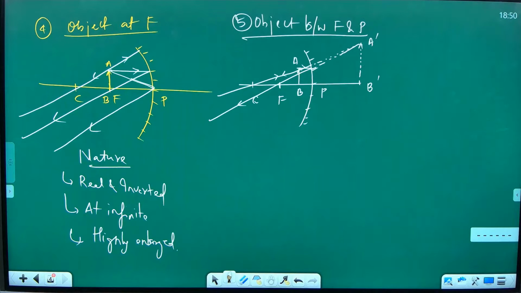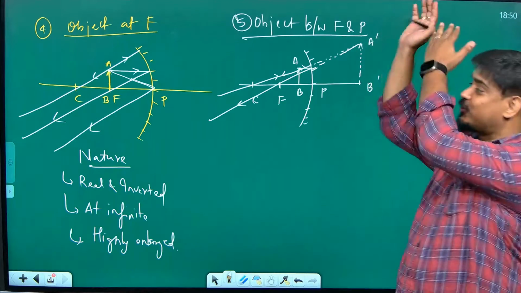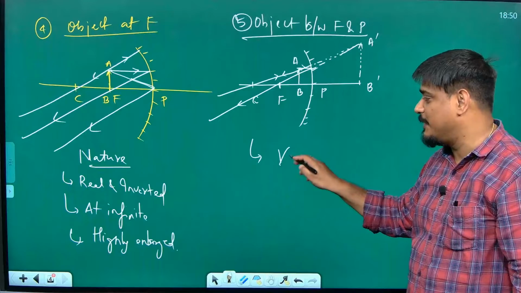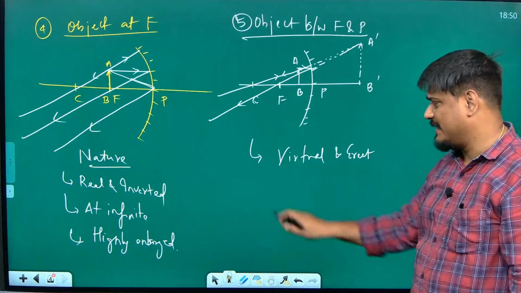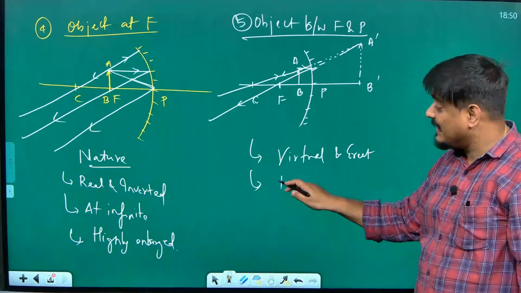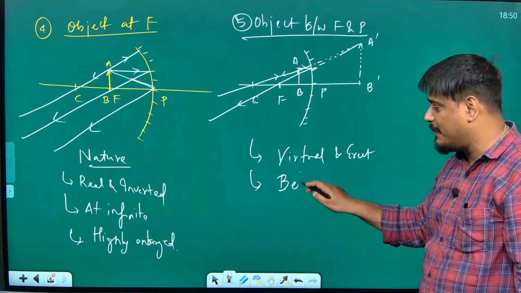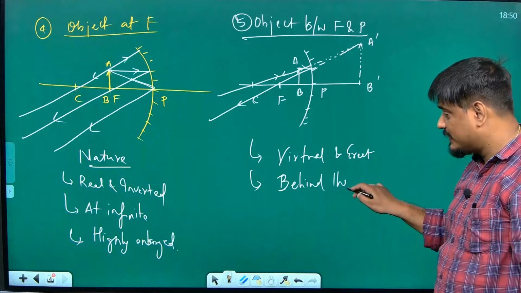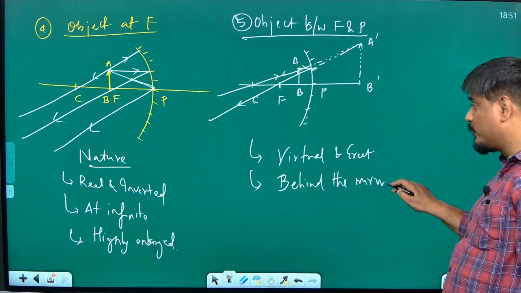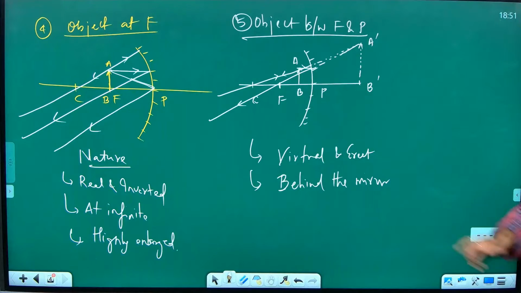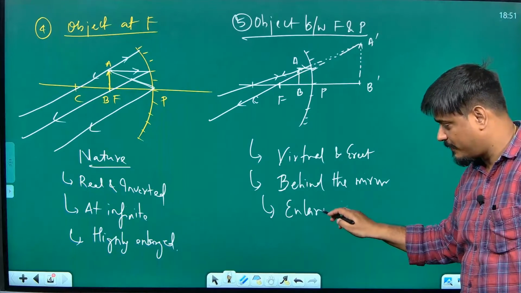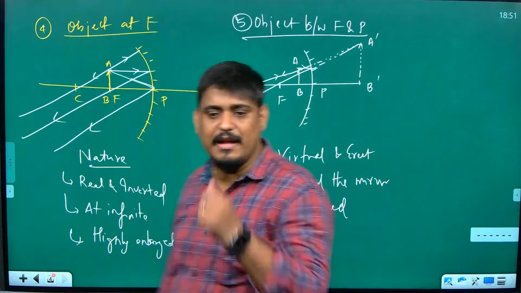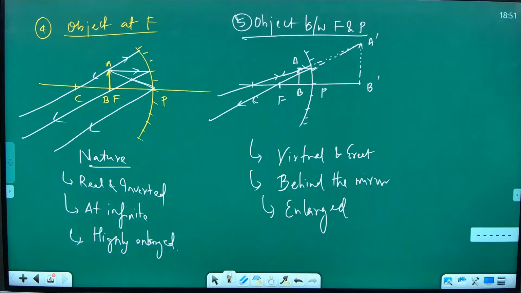This image is not formed by the real intersection of rays. This is formed by making the rays intersect. So obviously it must be a virtual image and erect image. Where is it forming? Inside the mirror, or in the NCERT they will write behind the mirror, whatever you want to say. Same like a plane mirror, you will be able to see yourself inside the mirror now. But see, the image will become big. So what will happen? It will be enlarged. Understanding what happened? Sure? Clear up to here?